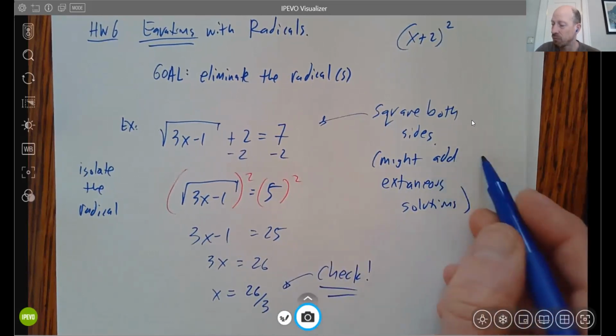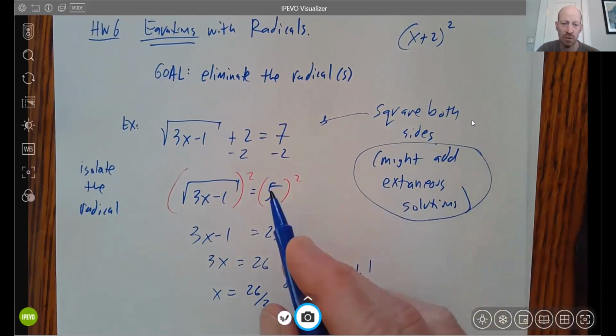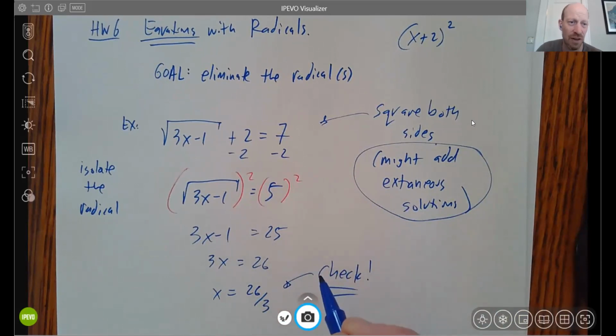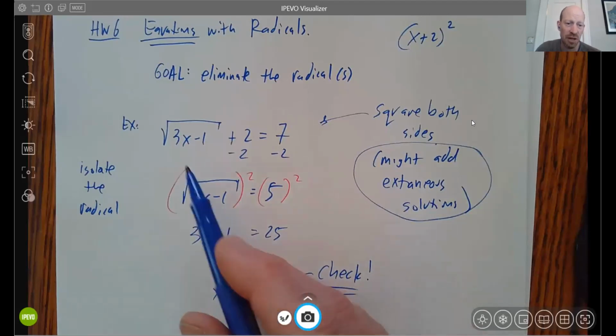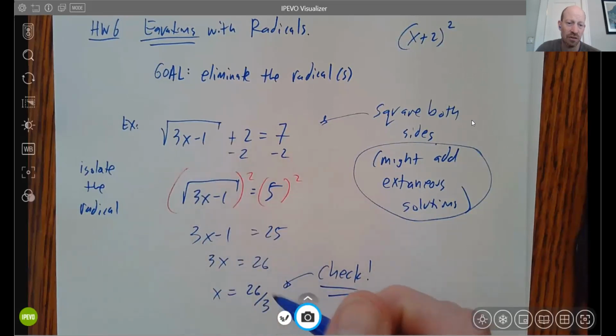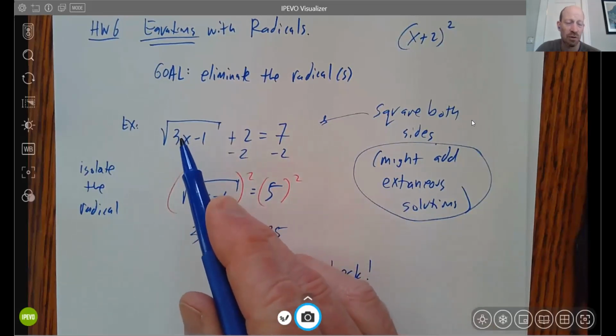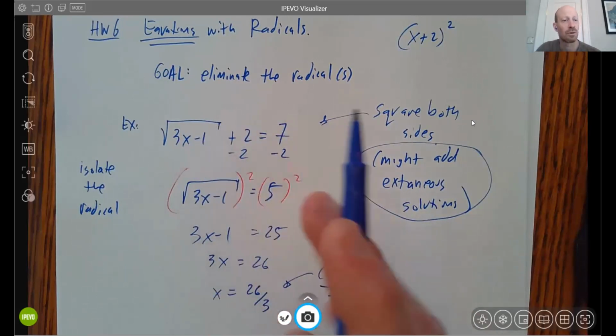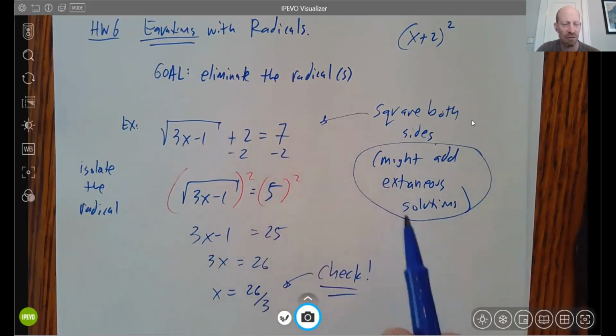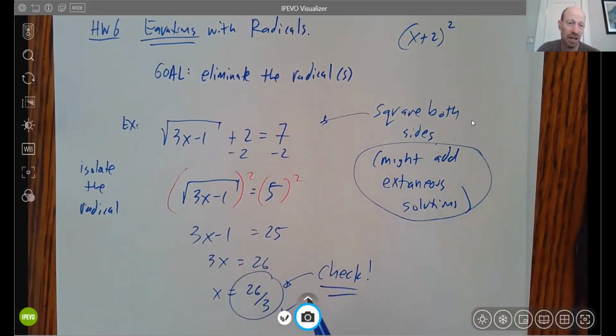I do have to check it. Remember, when I squared both sides here, I might have added a fake solution that doesn't actually work. So it's possible this doesn't work. But when I plug it into the equation, I can see 26 thirds times 3 gives me 26. 26 minus 1 is 25. Square root of 25 is 5, plus 2 is 7. So this does work. But a lot of times you'll get ones that are close. They're just off by positive or negative. And if you don't check, you'll type them in or write them down and you'll be wrong. Not because you did any of the steps wrong, but just because you forgot to check your answer.